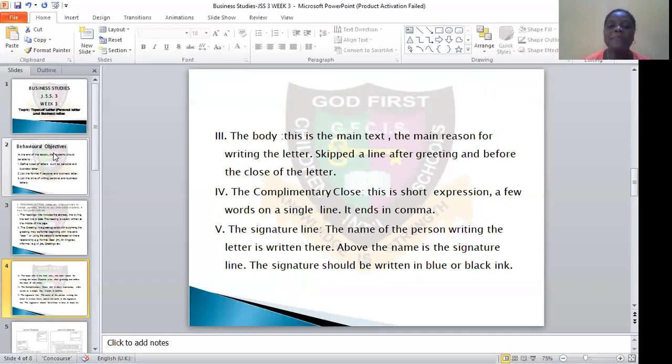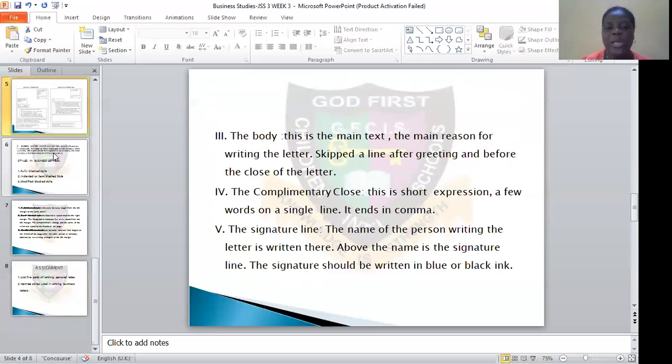Meanwhile, you write the message paragraph by paragraph, making the message sequential. Then you have the complementary close, whereby you express yourself with a short expression or word on a single line, and you end it with a comma. Then the last one is the signature line, whereby you write your name, and on top of it you sign. You can either sign with black or blue ink.